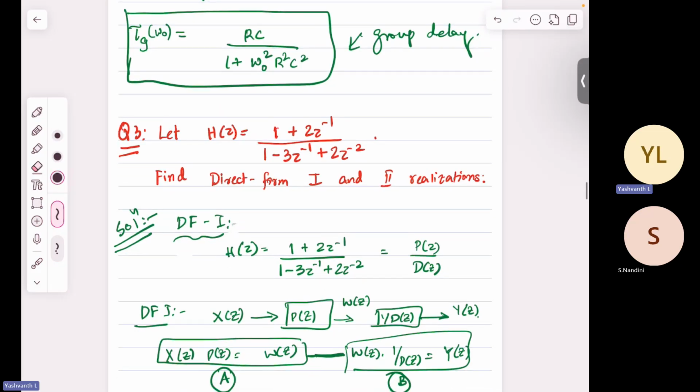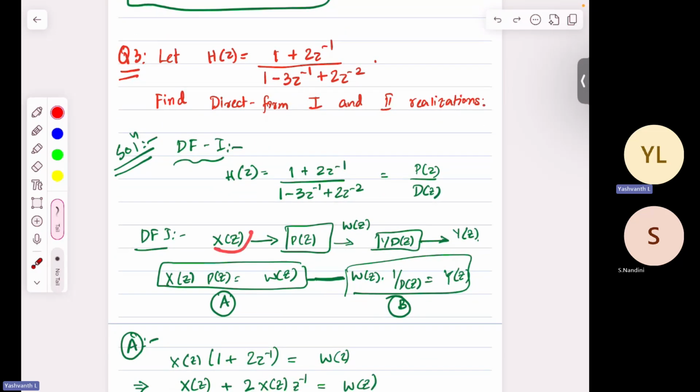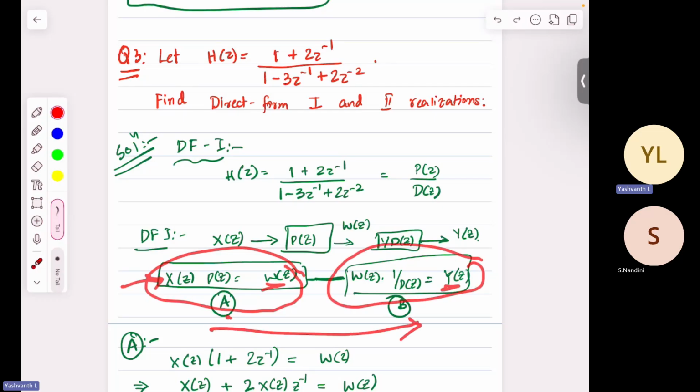Great. So let's start with direct form 1. H of z can be written as P of z over D of z. What we said in direct form 1 is that you pass X of z through P of z first. You get the intermediate signal W of z, and pass that through another filter whose transfer function is 1 by D of z, and you get the output Y of z. So first you implement the output for W of z, and then implement the output for Y of z. You connect both of them. That is your end-to-end direct form 1 realization.